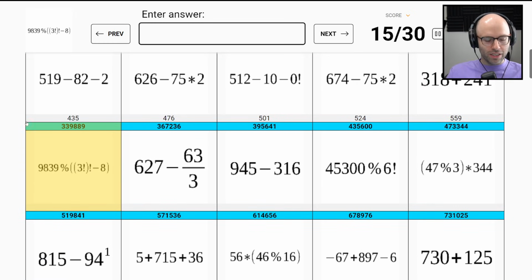Here we go. You know what? Do it now. 3 factorial factorial. That's 6 factorial. 6 times 5 equals 30, times 4 equals 120, times 3 equals 360, times 2 equals 720. 720 minus 8 equals 712.